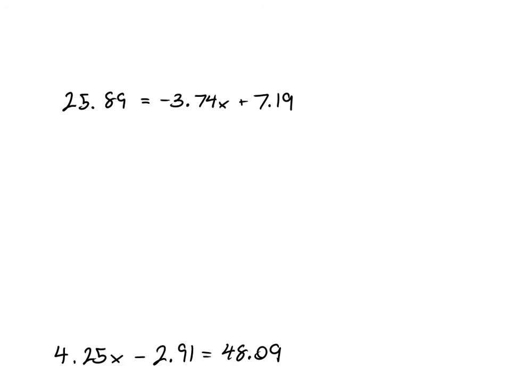Uh-oh. Decimals. It's okay. Decimals are nothing more than numbers with a few more digits than we'd like to think of, all right? But all the rules that we've been working with, adding the same number, subtracting the same number, multiplying the same number, dividing the same number to both sides still works here. So what are you going to start with? The negative 3.74 or add the 7.19 to both sides? Excuse me, or subtract the 7.19 to both sides. That's right. You're going to subtract 7.19 to both sides.